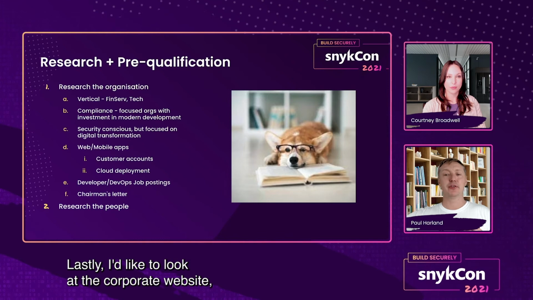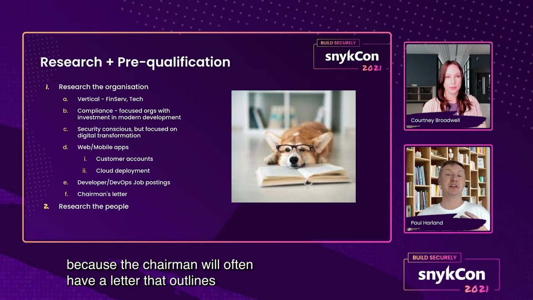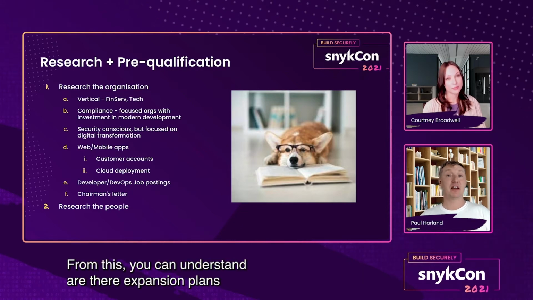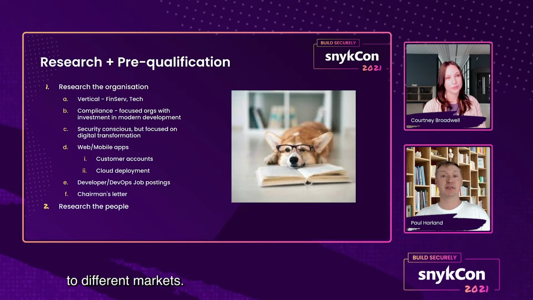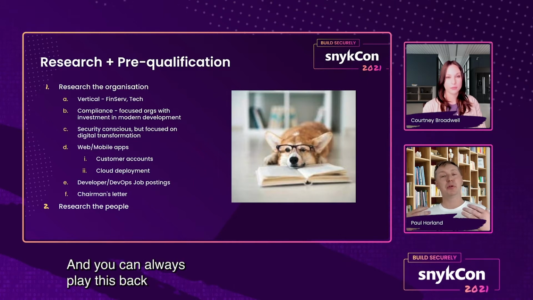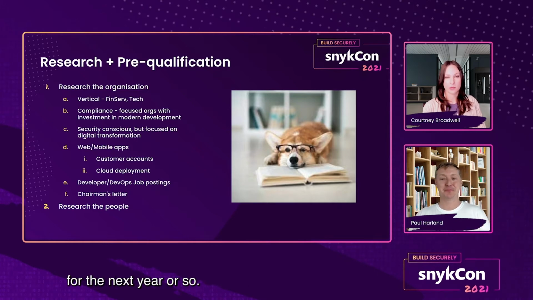Lastly, I like to look at the corporate website, especially if it's a public listed company, because the chairman will often have a letter that outlines their next year's strategy. From this, you can understand, are there expansion plans to different markets? Is there a digital transformation plan as well? And you can always play this back during that first meeting, saying, we can actually help you achieve your chairman's vision for the next year or so.